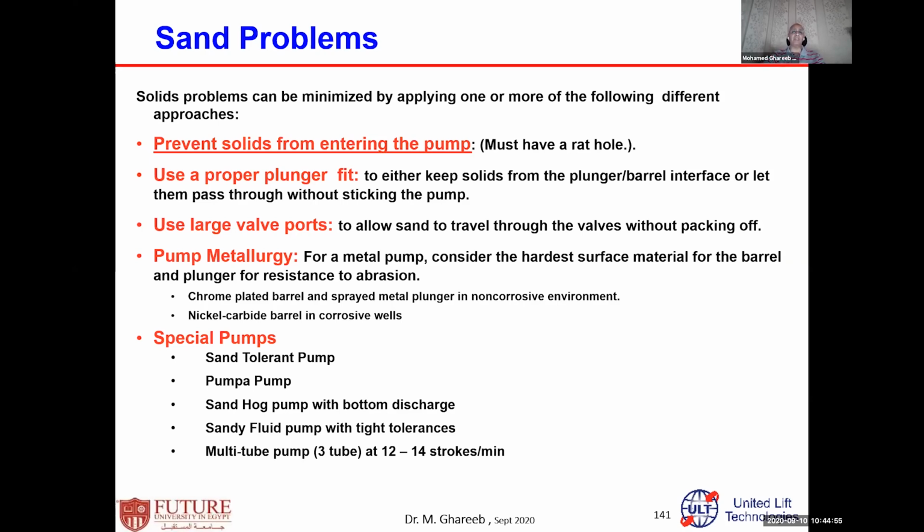To prevent sand going to the pump, or if it is produced, I need to have a very good rat hole below the pump. And from time to time, I need to pull out my completion and clean all that rat hole. Try to keep all this in mind: yes, there's a solution, but each solution requires a certain operation, certain cost, and so on. Use a proper plunger fit. Plunger fit means a clearance between plunger and barrel in order to allow a certain size of particles to pass without damage.